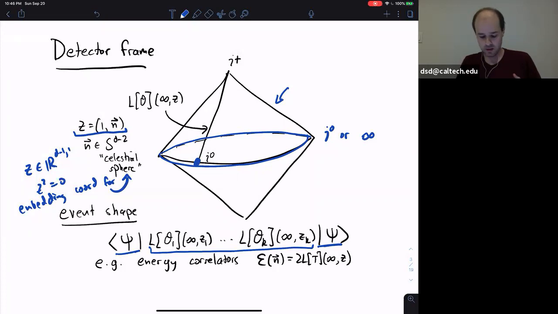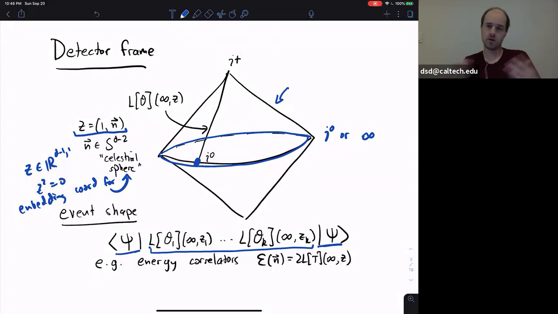Okay, so probably the most famous of this type of observable are energy correlators. That's an example where we take the light transform of the stress tensor. So we insert null integrals of the stress tensor, and that has the interpretation as measuring the energy that propagates out in different directions. So the z labels the direction on the celestial sphere that the energy is propagating out to.